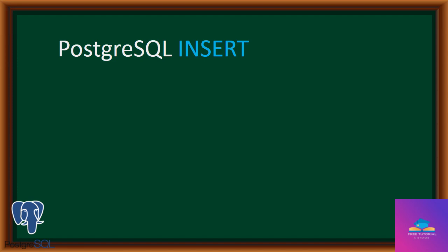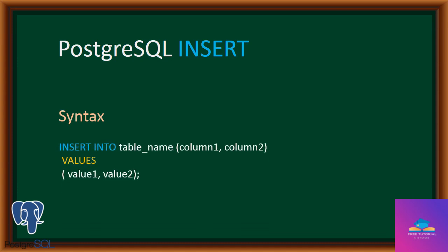Sometimes when you create a new table in a database, it is bare, it doesn't have any data. In order to add data, you need to use the Postgres insert statement to insert data or rows of data into the table. A typical syntax to insert data or rows into a table is like this.